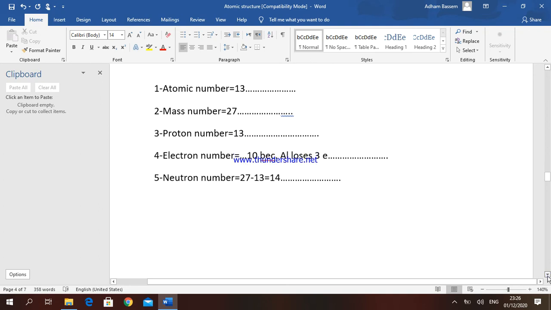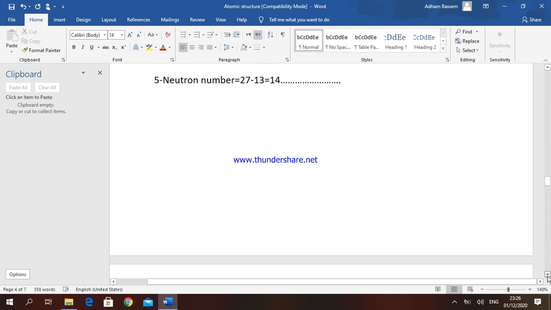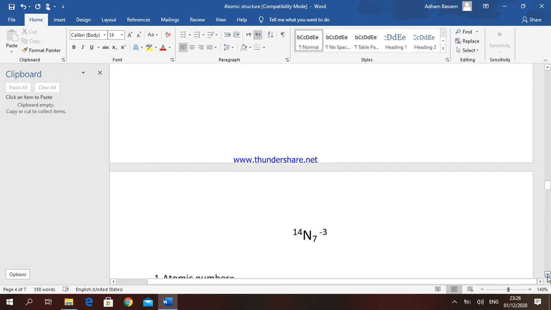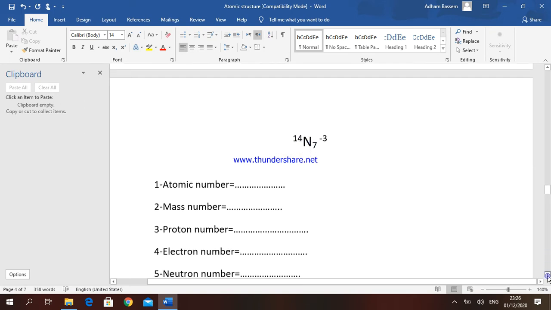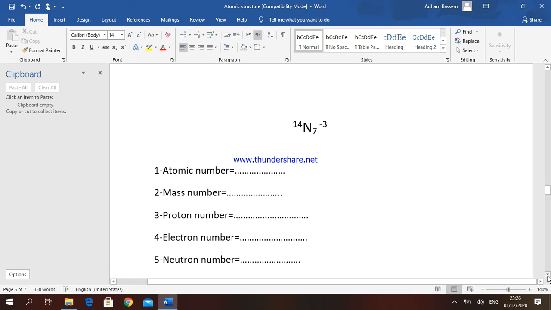Another example. This example is for a positive ion. We have another example for a negative ion. Look at the nitrogen. In the case of nitrogen, the mass number equals 14, the atomic number equals 7. But nitrogen carries 3 negative charges. Okay. Atomic number equals the number of protons equals 7. Mass number equals 14. Number of protons equals the atomic number equals 7.